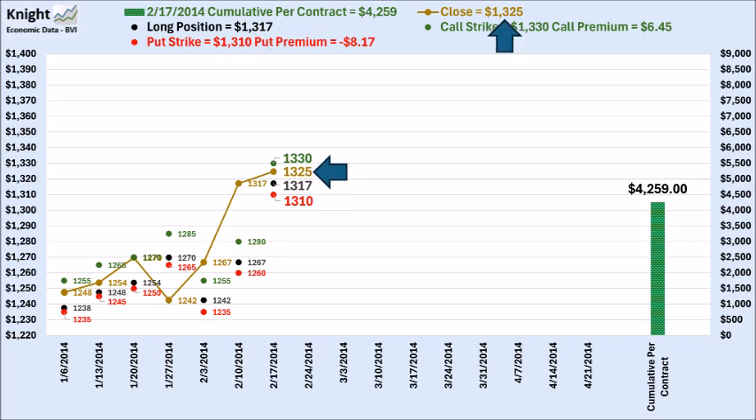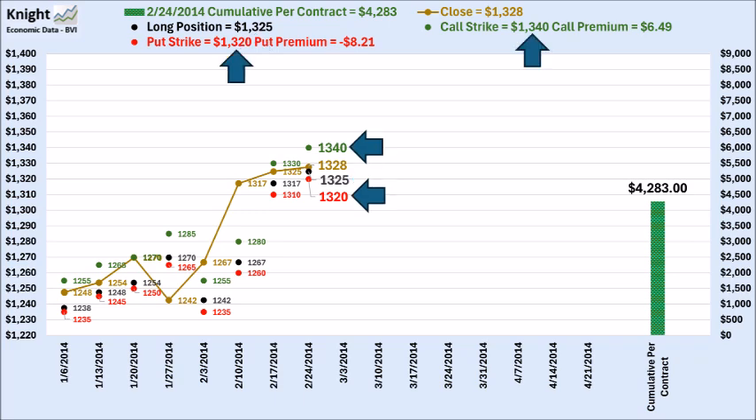The market settled at $13.25. Neither the $13.30 call nor the $13.10 put were exercised, making us $507 net of all hedge costs and fees, bringing the cumulative net profit per unit up to $4,259. We're coming into the next week long at $13.25. We lay down our 1-week collar.